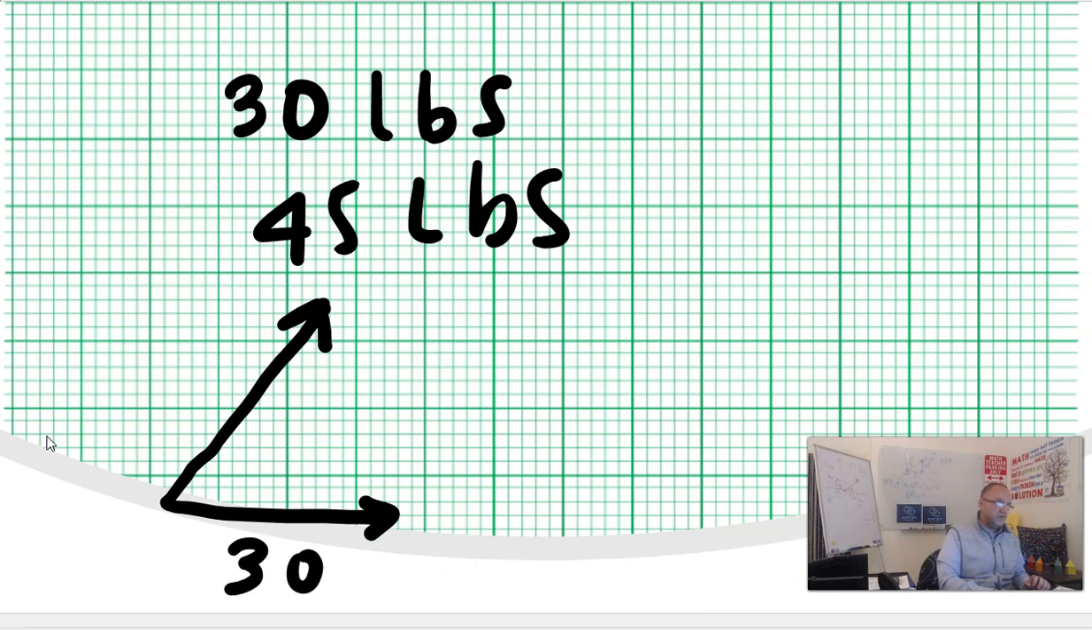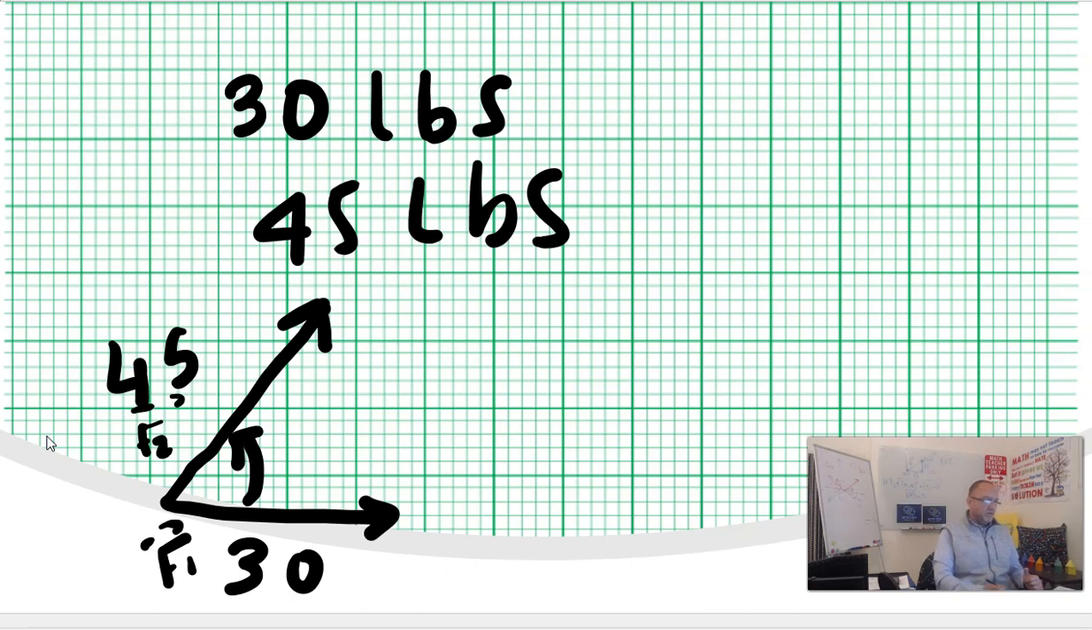This is my 30 pound force, and this is my 45 pound force. And the angle between them is 60, okay? And they want you to find the resulting force. Now, this is your F1, and this is your F2, okay?